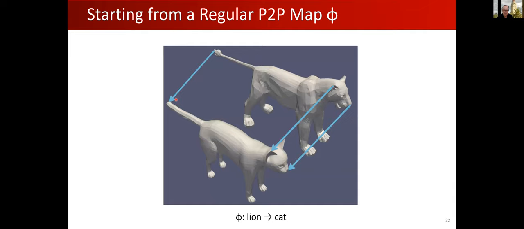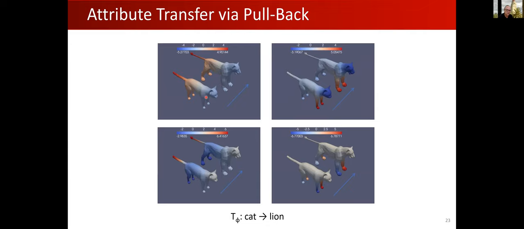And now we translate that into a functional map by considering functions on the two animals. If we have a function on the cat painted here by the color shown, then I can transfer this function to the lion, because for every point of the lion, I can apply the forward map, get a point of the cat, and then copy the cat color to the lion. Here I show four different colorings of the cat and their transfer to the lion.